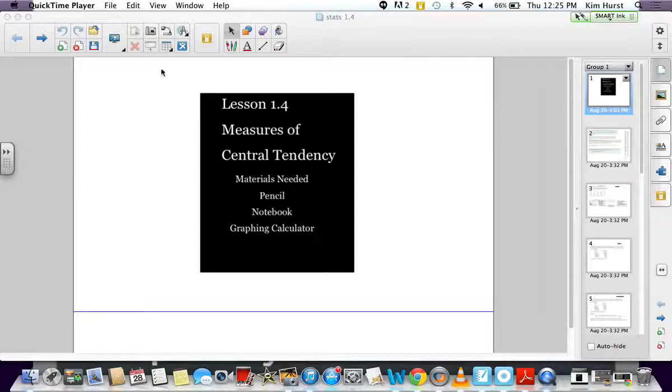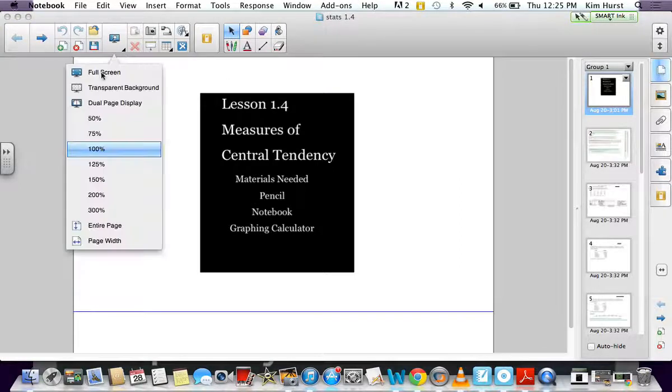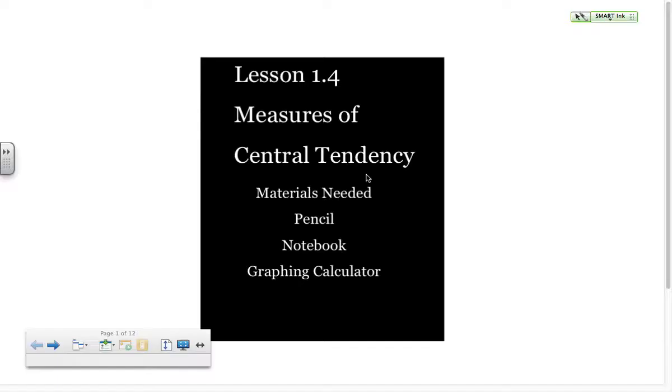A graphing calculator is absolutely 100% necessary. So please make sure that you have a graphing calculator. Please also make sure that you're using your specific notebook. Okay, we'll use this on a notebook quiz. I think we just had one.